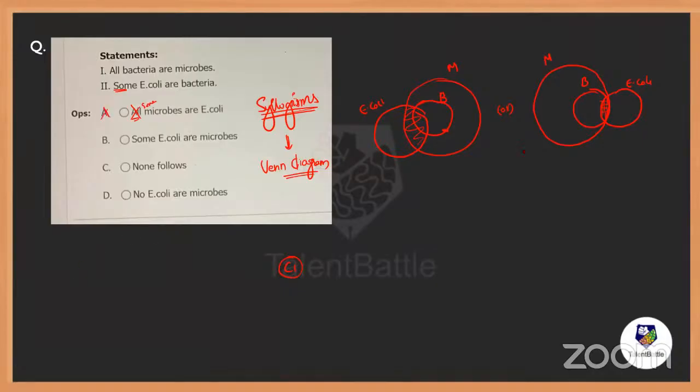Some E. coli are microbes. Everybody, is this possible or not? Some of the E. coli are microbes, yes or no? Yes, definitely. Now, no E. coli are microbes. This is not at all true because some E. coli are microbes. Since one of these is possible, why would none of these follow? So this is also a wrong option. That says only option B is the correct one. Is that crystal clear, my dears, everybody?